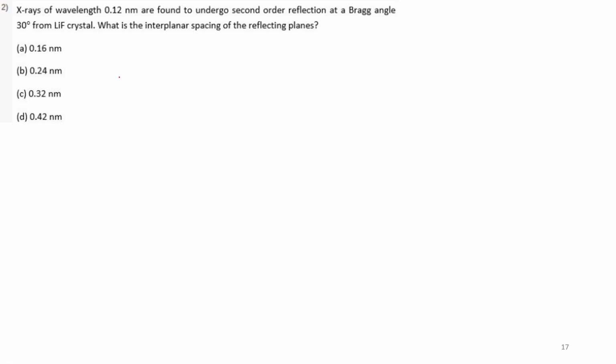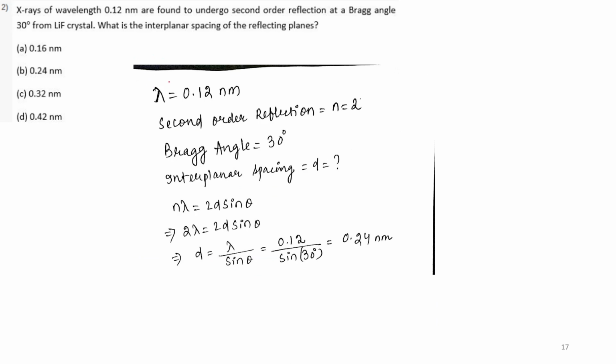Now we will go to the second problem. X-rays of wavelength 0.12 nanometer are found to undergo second order reflection at a Bragg angle of 30 degree from a LiF, lithium fluoride, crystal. What is the interplanar spacing of the reflecting planes? So here, the wavelength lambda is given as 0.12 nanometer, and for the second order reflection we can write n is equal to 2.